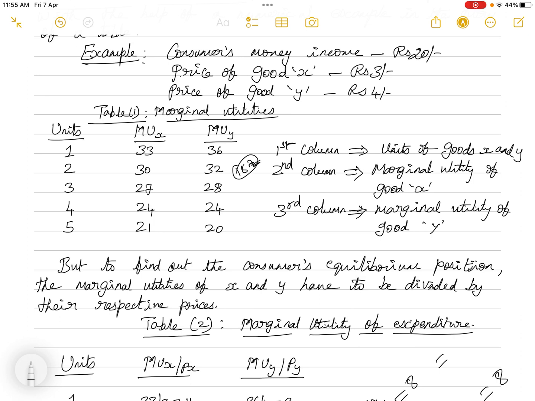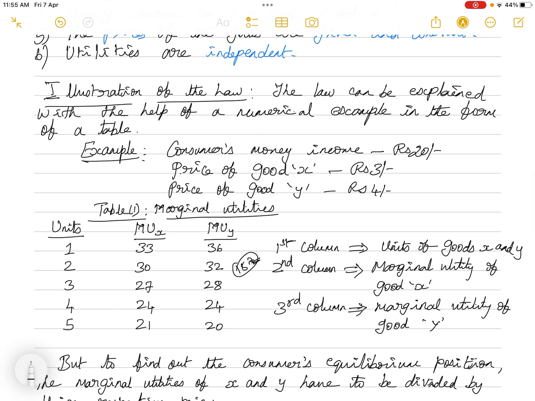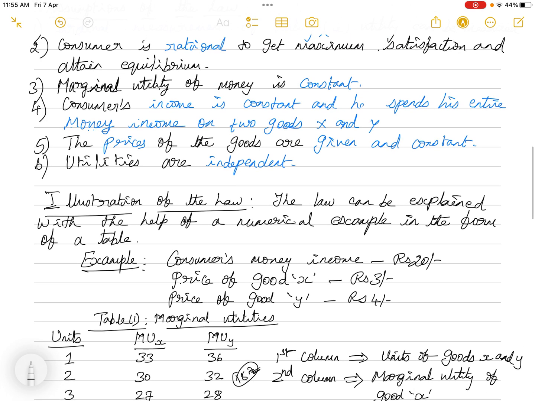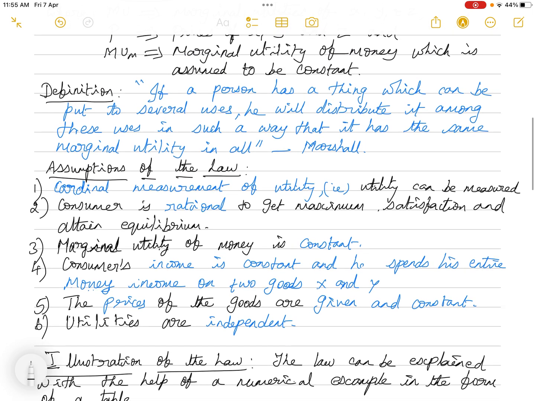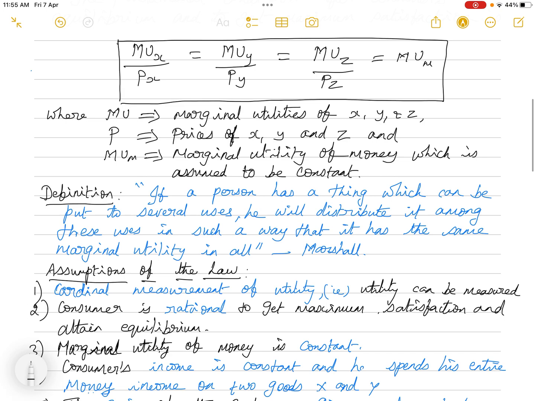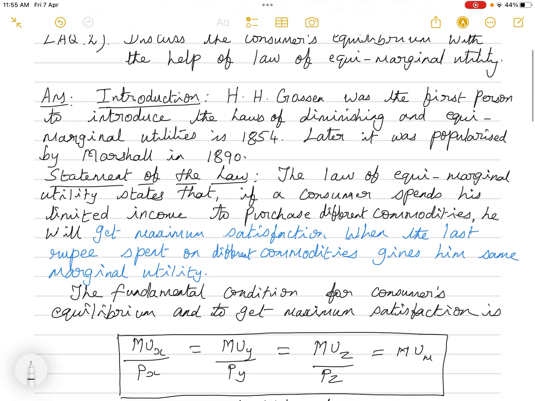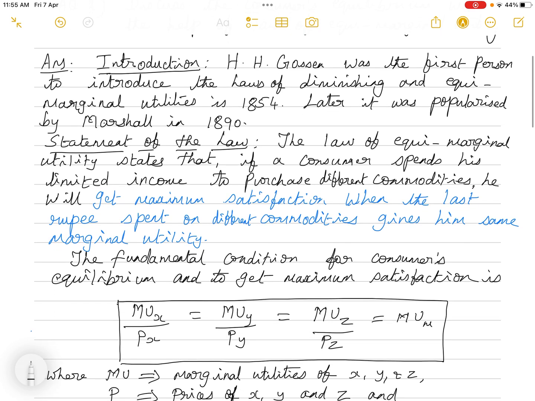Even though in our example we have taken only 2 commodities, in actual practice the consumer can purchase any number of commodities. Still, if the last rupee spent on each and every commodity gives him the same marginal utility, he will be in the equilibrium position. So this is what the law of equi-marginal utility states. Okay, I hope all of you have understood the answer.